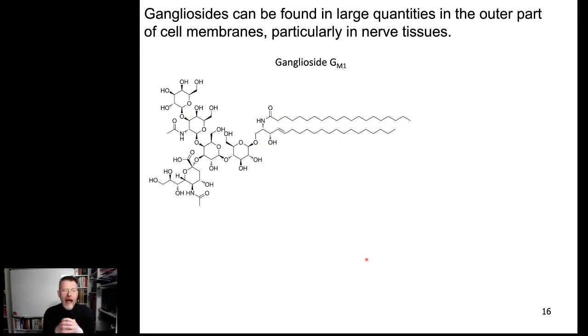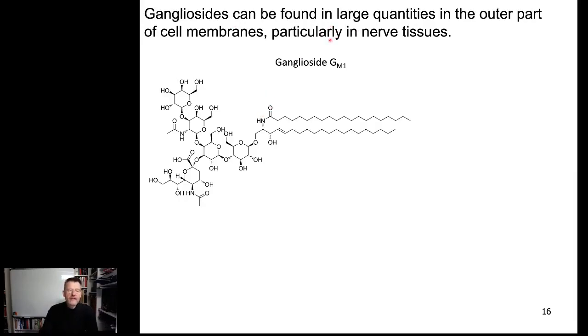Let's have a look at these gangliosides. Obviously there is this large sugar moiety. Here is our N-acetylated sphingosine. Here is the structural similarity between the sphingosine and the ceramides on the one hand, and of course the glycerols you already know from the glycerides.